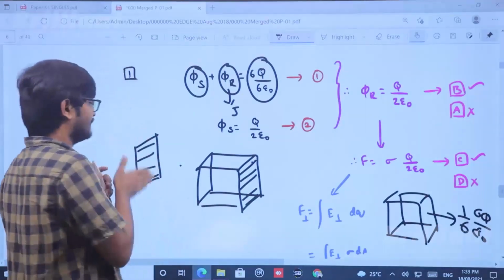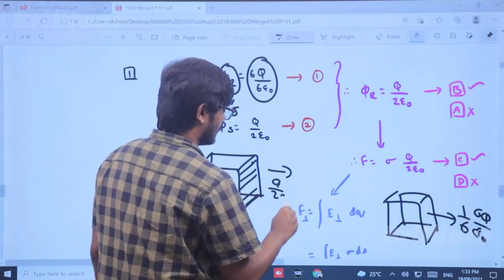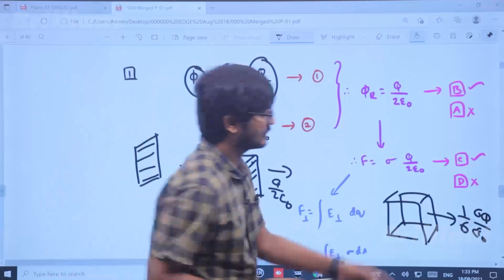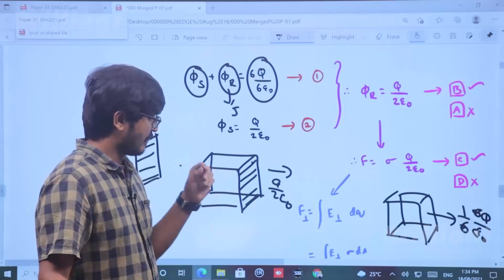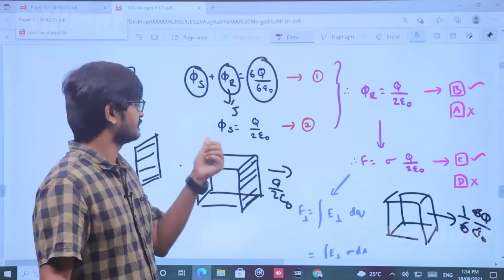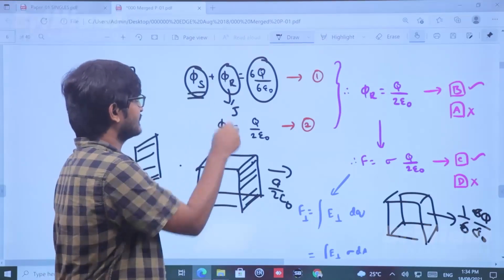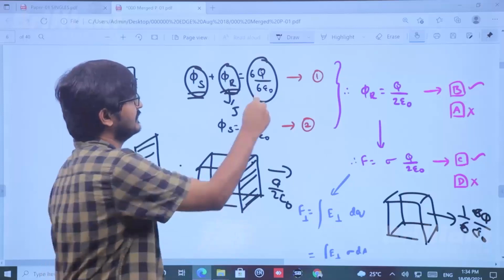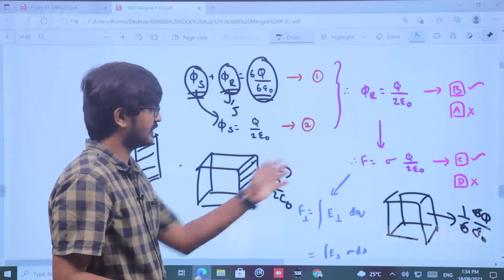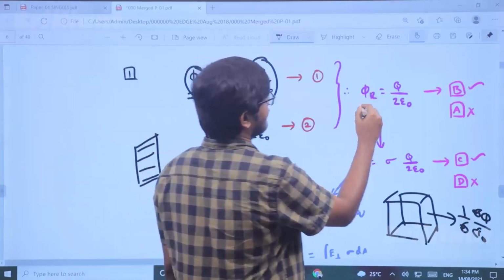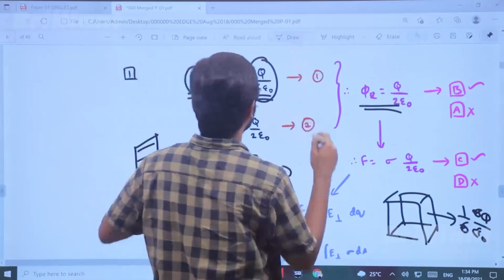So flux due to this face on one side will be how much? Q by 2 epsilon naught. But total is how much? Total is q by epsilon naught. So where is the remaining q by 2 epsilon naught coming from? The remaining q by 2 epsilon naught will be coming because of the remaining 5 faces, right? So self flux plus flux because of the remaining 5 sides will be q by epsilon naught, and self flux will be q by 2 epsilon naught. So due to the remaining 5 it will be q by 2 epsilon naught. Now we got the flux, right?